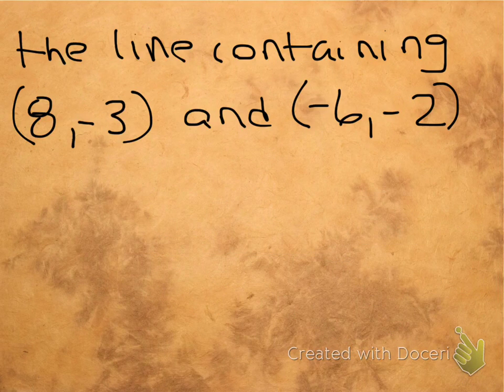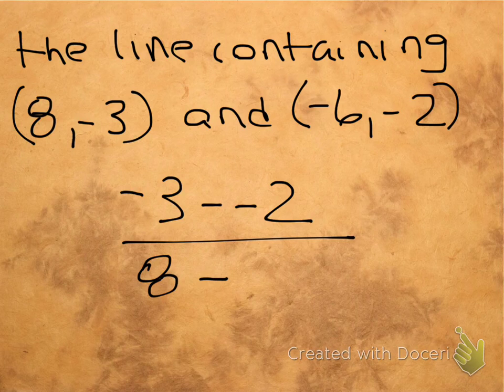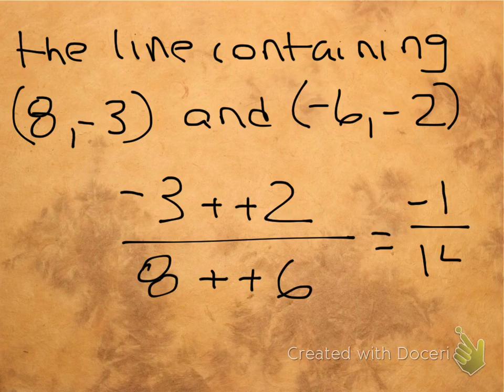So our slope would be 1/3. On the next line, again we're using our slope formula, so subtract the y's over subtract the x's. This gives you -1 over 14, and we can't simplify that anymore, so that's our answer.